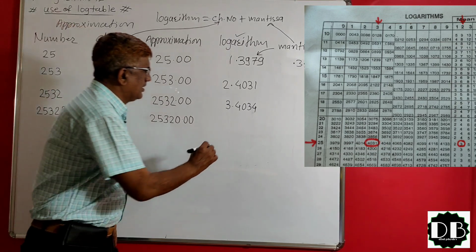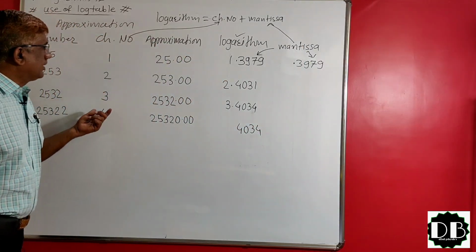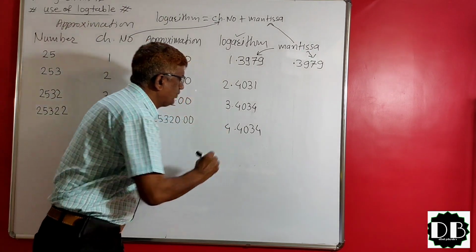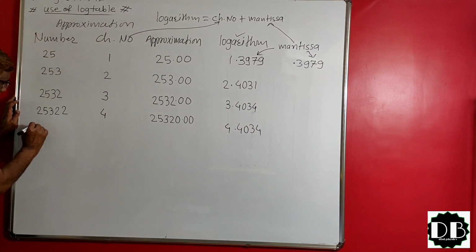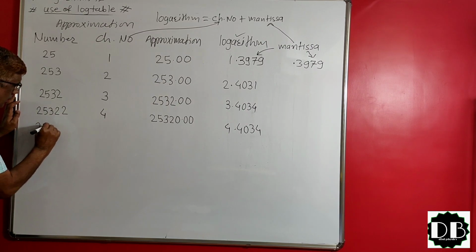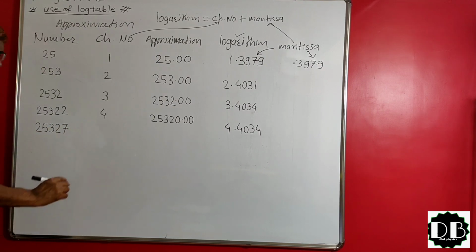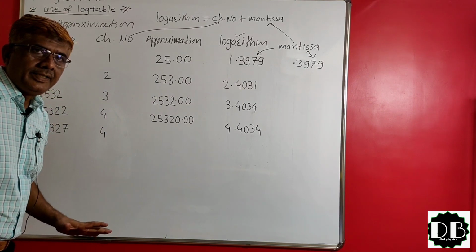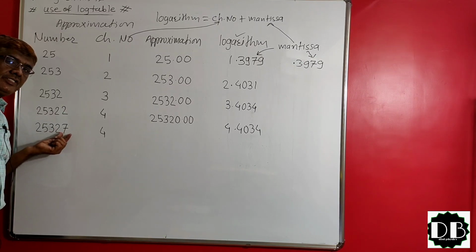There is no difference. 4034, and the character number is added into it. This is the mantissa. Character number is 4. Add into it, that is 4.4034. This is the number. But suppose that we have the number 25327. Character number is 4. Now in this process, approximation can be made focusing on the fifth digit. Now your fifth digit is 5 or greater than 5. You can add 1 into the fourth digit, and instead of this you write 0.